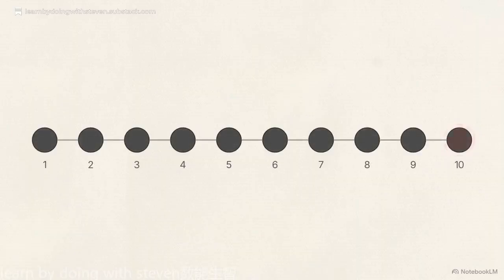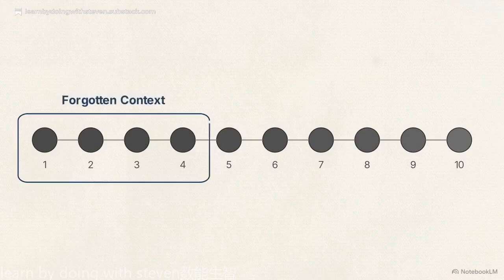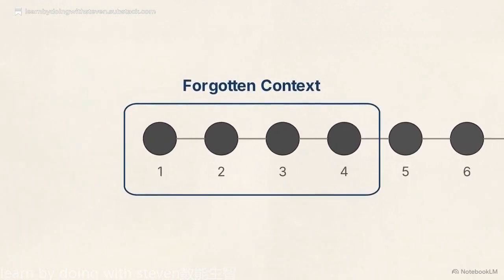This exponential decay is known as the vanishing gradient problem. In practice, this means the error signal fades to 0 before it can reach the earliest nodes in the sequence. The network literally forgets the context of the data it saw at the beginning of the run.